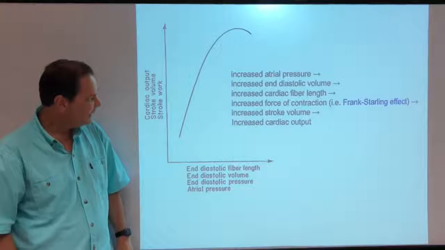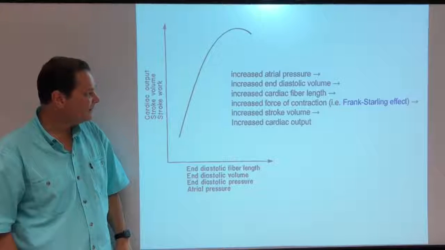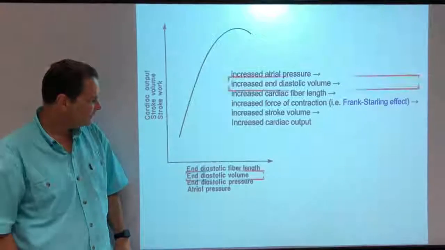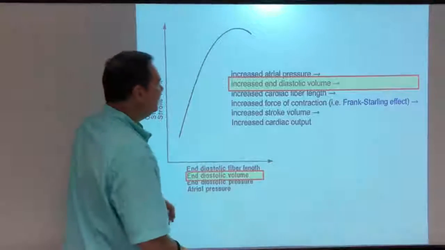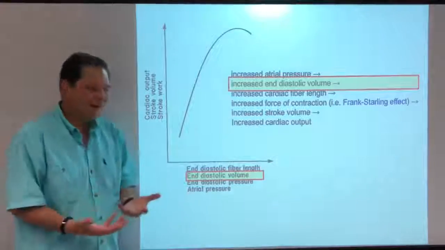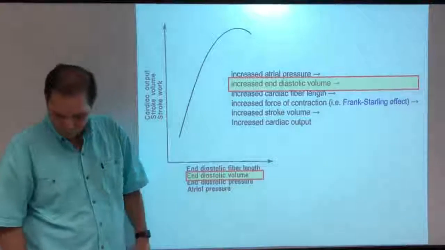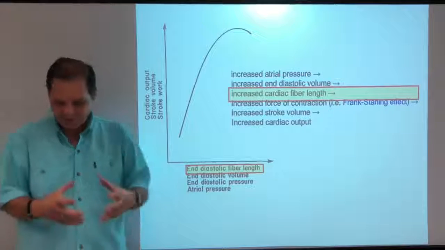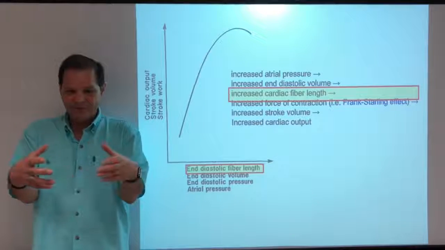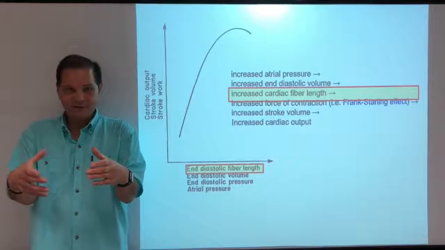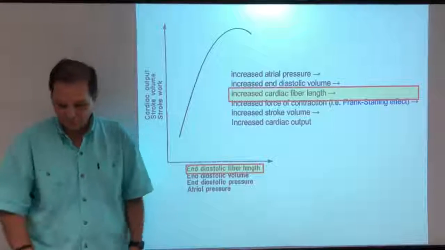Okay. So how does this all work? Well, let's talk about the change in filling first. All right. So if I increase my diastolic volume, okay, down here, that increases the cardiac fiber length in the walls of my ventricle because I am stretching the walls of my ventricle more. Okay.